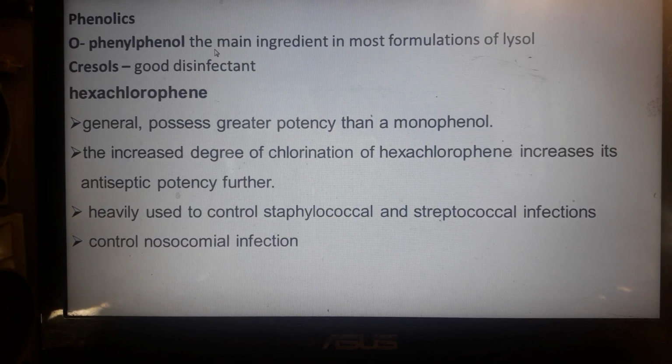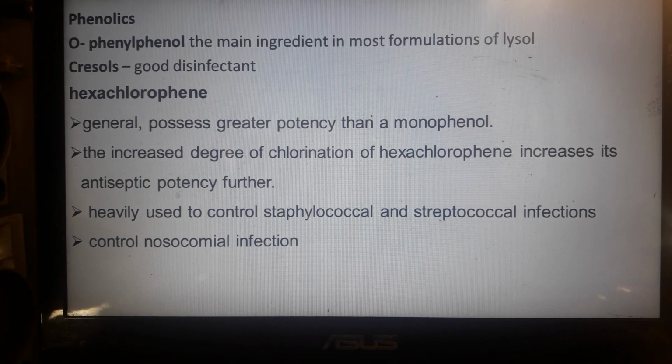So phenolics or phenol: ortho, meta, para, diba? We have positions for naming the phenols. So ortho, that is a 1-2 relationship. It is the main ingredient of most formulations of your Lysol. The Lysol is used as disinfectant, especially in your house, diba? You have your Lysol. Chrysols is another good disinfectant.